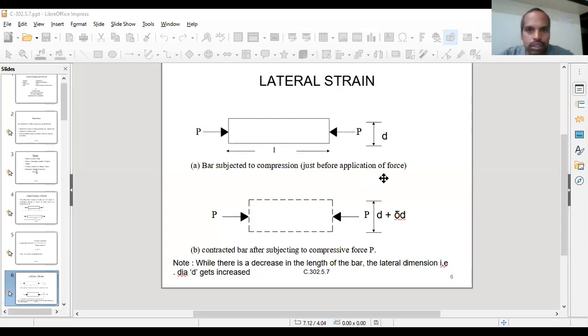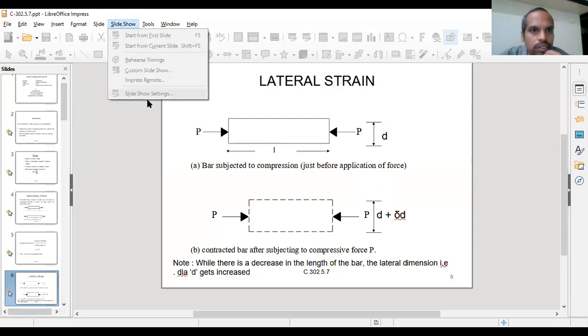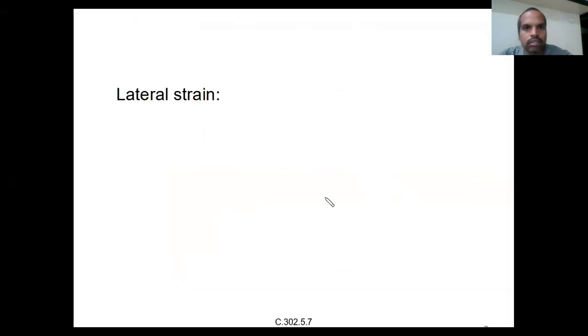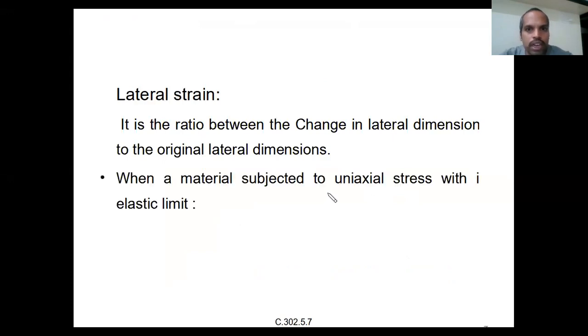So this lateral strain is nothing but the strain which is produced in the lateral direction. It is the ratio between the change in lateral dimension to the original lateral dimension. That is nothing but the definition of the lateral strain: change in lateral dimension to original lateral dimension.